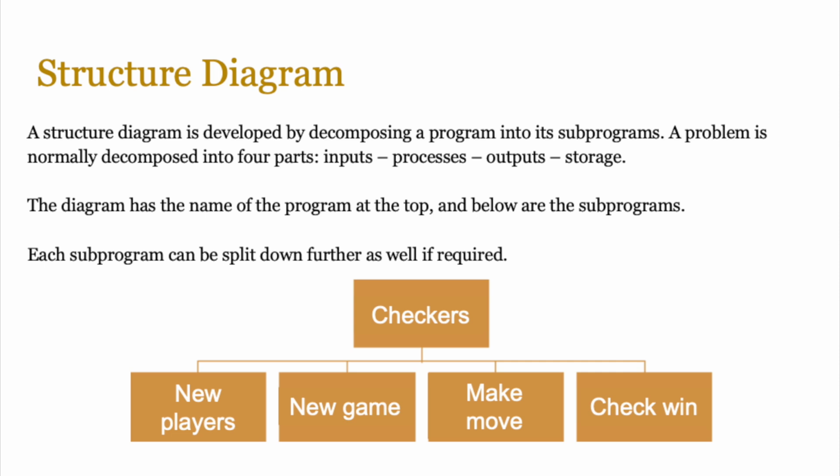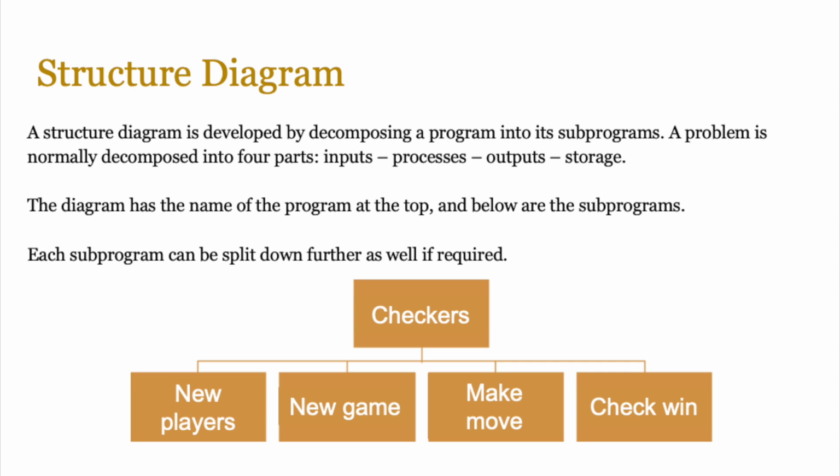The first part is new players, where we add new players. Then there's a new game, so both players can start a game. Then they should be able to make a move, and then we should be able to check who won and who didn't. So each subprogram can be further split down as well. So new players can perhaps be split into player one, player two, and so on. Now, most of the time we use rectangular boxes and lines connecting the various different modules.